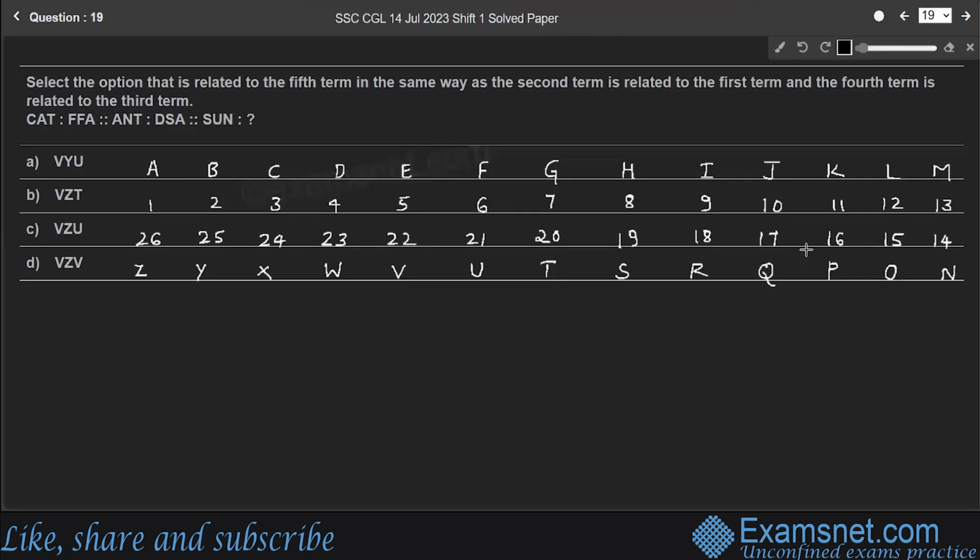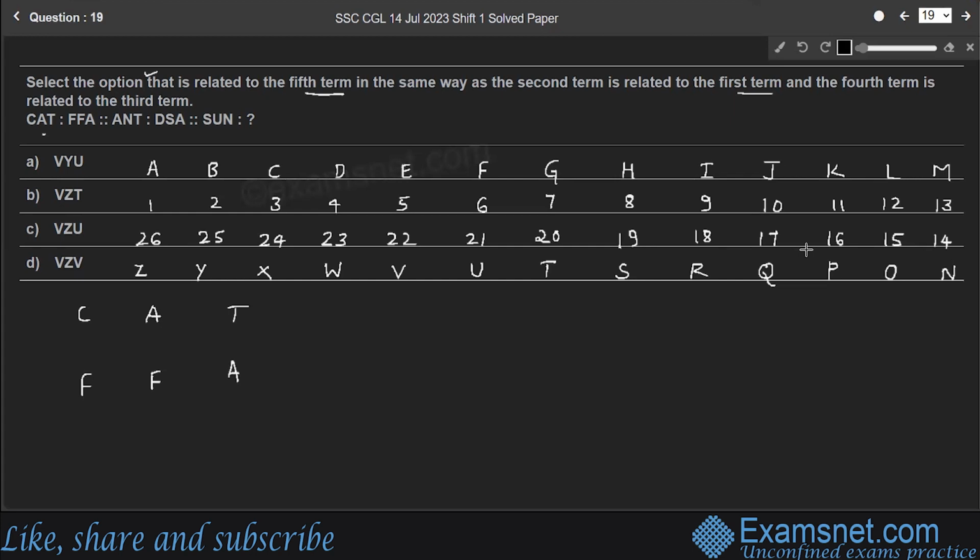Question 19. Select the option that is related to the fifth term in the same way as the second term is related to the first term, and the fourth term is related to the third term. Here, the first term is CAT, right? CAT is related to the second term. That means C is coded as F, and A is again coded as F, and T is coded as A. Therefore, CAT is coded as FFA.